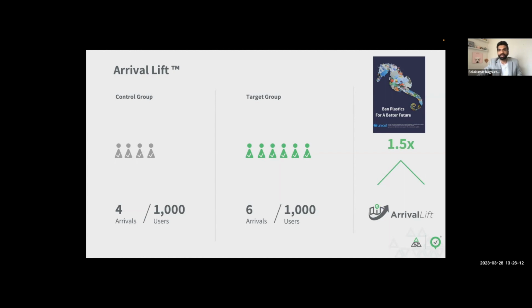You don't need to understand what those bars mean. You don't need to understand what those axes mean. You don't need to understand what arrival rate means, right? All you need to understand is your marketing had an impact, and this is the impact.